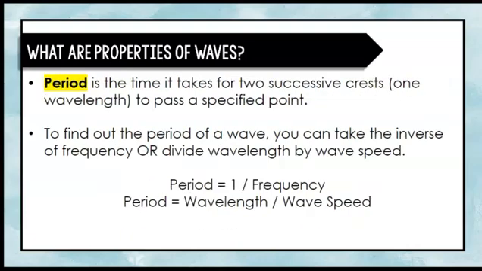Another property of waves is the period, or the time it takes for 2 successive crests, aka 1 wavelength, to pass a specified point. To find out the period of a wave, you can take the inverse of frequency, or divide wavelength by wave speed. So period equals 1 divided by frequency, or period equals wavelength divided by wave speed.